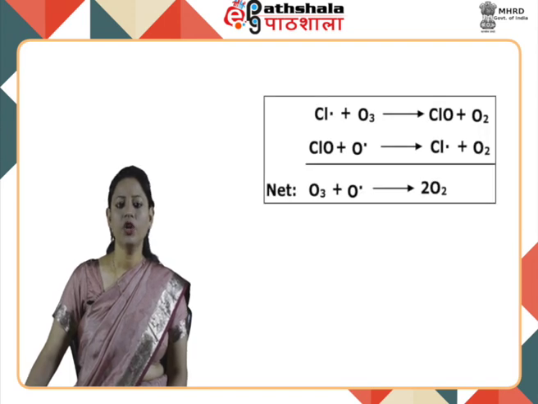Once formed, the chlorine radical can react with ozone to produce ClO and molecular oxygen. The ClO in turn reacts with oxygen radical to form a chlorine radical and a molecule of oxygen. The net result is a catalytic cycle that destroys a molecule of ozone while regenerating the chlorine radical. This is how the ozone layer gets depleted due to chlorofluorocarbons.